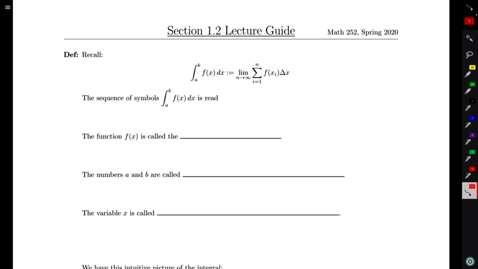All right, everybody, welcome to the section 1.2 videos. We are going to be looking at the definite integral in this section, which is this thing that we defined at the end of last week. And with the definite integral, we're going to start thinking about it geometrically and algebraically. Mostly we'll be focusing on the geometry of the situation here.